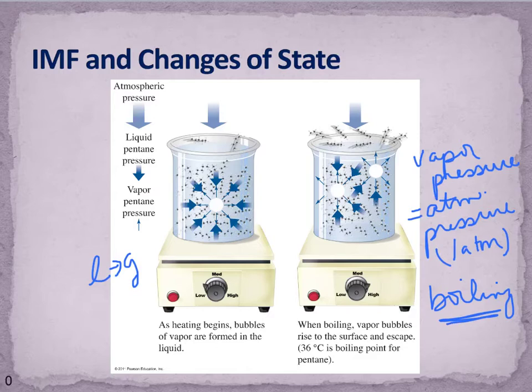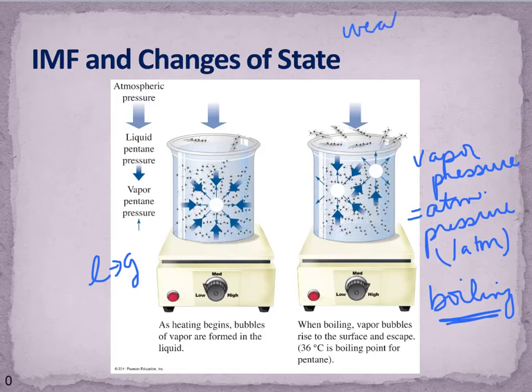But evaporation and boiling are both forms of vaporization, liquid to gas. So what we see is that the intermolecular forces not only affect the vapor pressure of a substance, but they're also going to affect the boiling point of a substance. If I have something with weaker intermolecular forces, I'm going to have a lower boiling point.